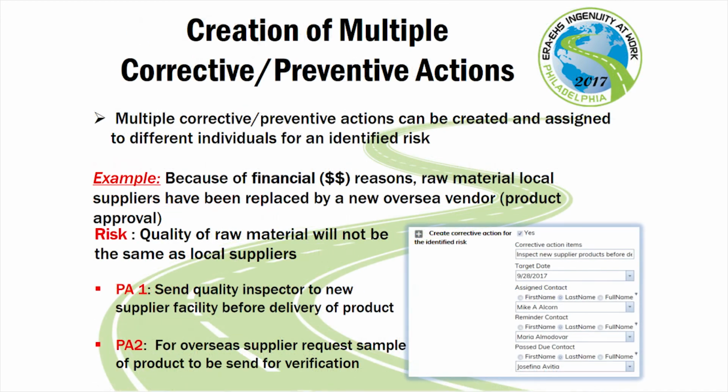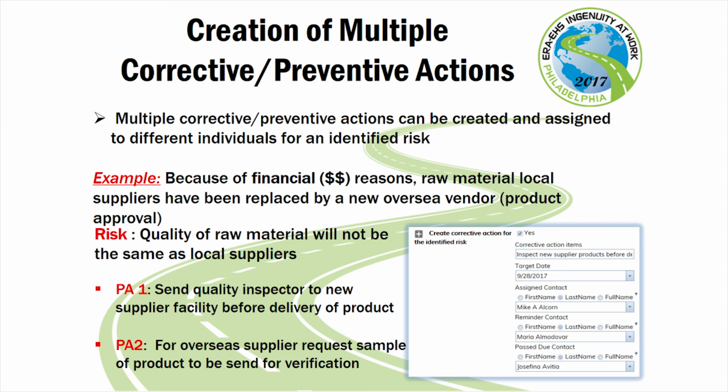Creation of multiple corrective and preventive actions. The example would be, because of financial reasons, raw materials, say, from a local supplier have been replaced by a new overseas vendor. Product approval. And as I mentioned, even in the OEM supply chain, when the earthquake in Japan and the floods in Thailand hit, they had to scramble and find suppliers to supply the parts for the vehicles. So the risk there, of course, is you've got a new supplier, maybe from a new geographical area of the globe. What is the quality of the raw material, right? It may not be the same as from your traditional suppliers, right?